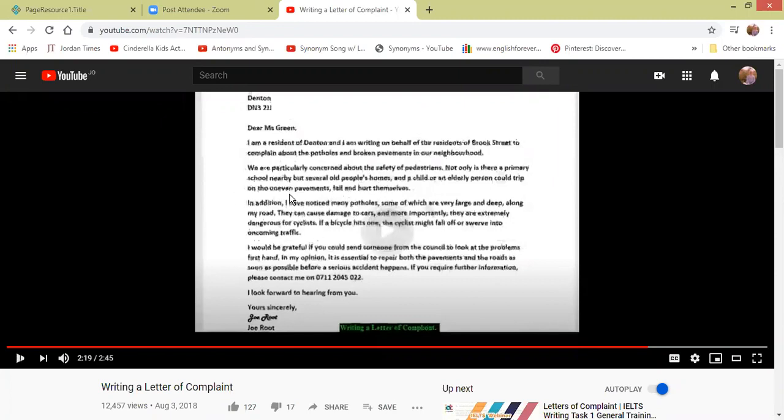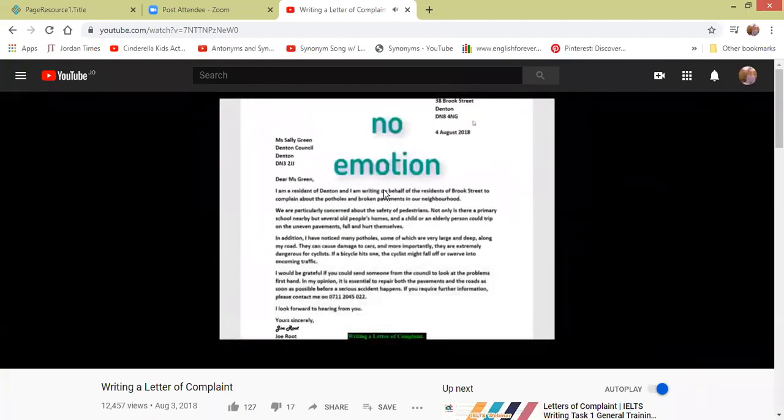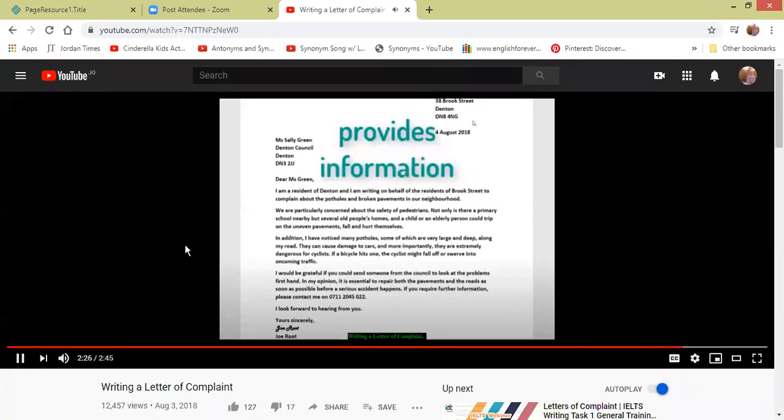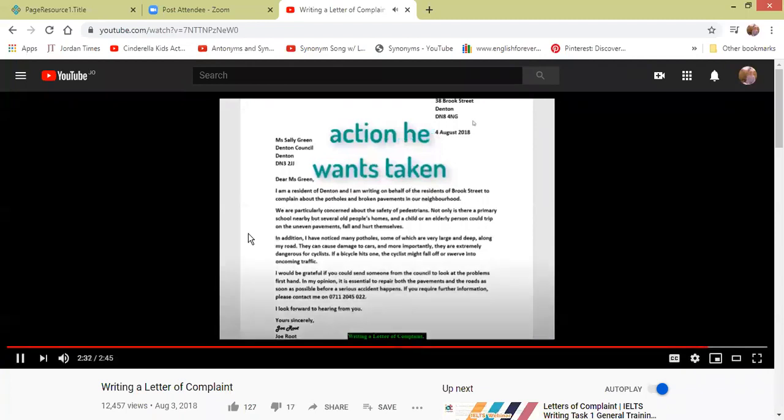Okay. There is no emotion in the letter; it provides the necessary information and it closes with the action he wants taken. Clear? So, no emotion. He did not say, my son fell and hurt his knee and I want to sue the people who are responsible for this. No. He did not put his emotions in this letter. He's doing this for the public good. He wants to help the entire neighborhood, because it is something that his neighborhood deserves. He's saying what action he wants.